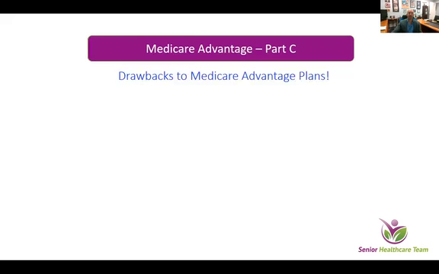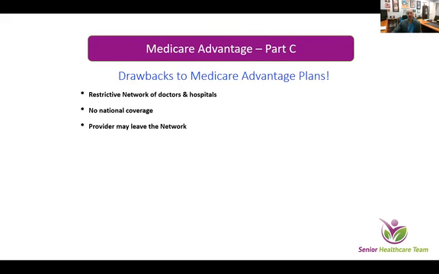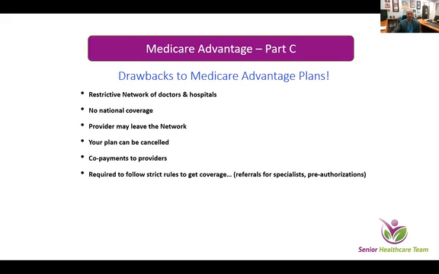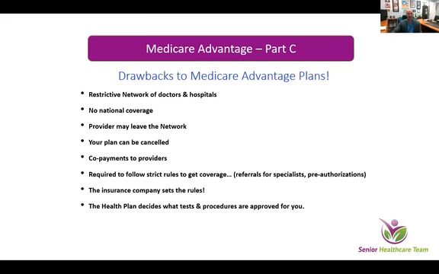Some of the drawbacks to Medicare Advantage plans, again, it's a restrictive network of doctors and hospitals. You don't have national coverage. The provider could leave the network at any time. Your plan can be canceled at any time. You're going to pay co-payments. Strict rules like referrals and pre-authorizations. The insurance company sets the rules and you have to play by them.